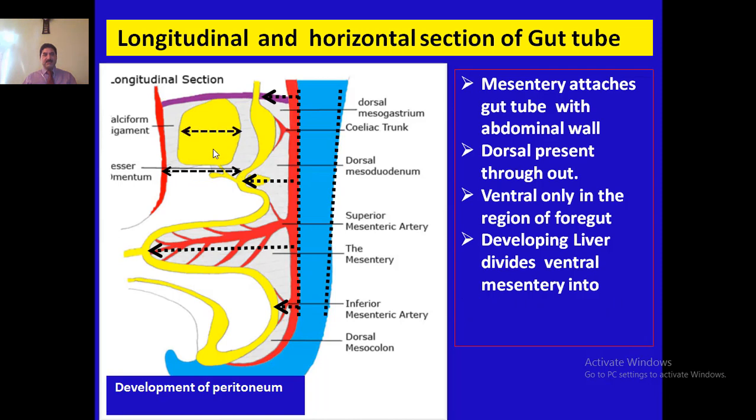Liver develops in the ventral mesentery, thus dividing the ventral mesentery into the falciform ligament, which lies between the anterior superior surface of the liver and the posterior aspect of the anterior abdominal wall. Ventral mesentery between the liver and stomach is called the lesser omentum.